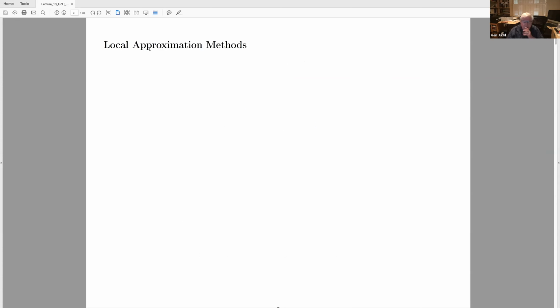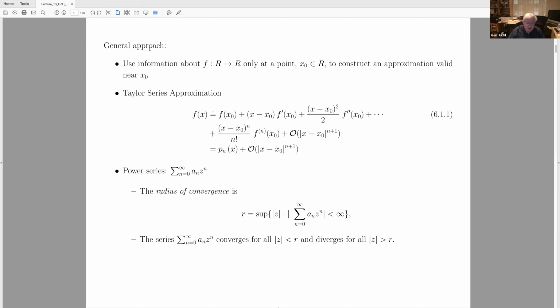Now, the first type of method are local approximation methods. Now, the general approach for local approximation method is that you use the information about a function, let's say we're just talking about scalar functions now, but you use information about f only at a single point to construct an approximation that is valid for other points nearby. Now, the canonical example of this, the simple example of this, is, of course, Taylor series approximation.